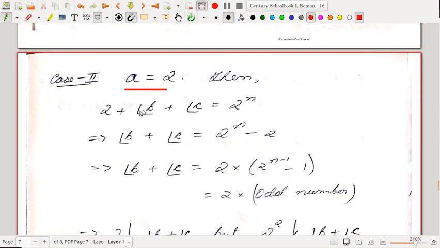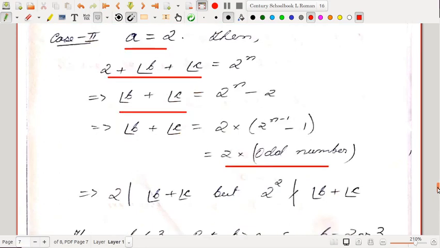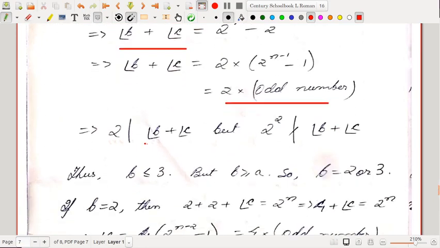Okay, then 2 plus factorial B plus factorial C is 2 to the power n. So factorial B plus factorial C is 2 to the power n minus 2. That means it is 2 into some odd number. That means only 2 divides factorial B plus factorial C, 2 square does not divide, because it is 2 into some odd number. So 2 divides this, but 2 square doesn't divide this.